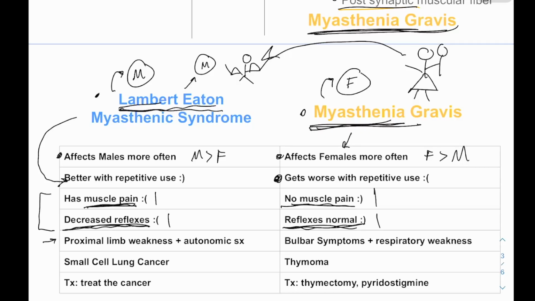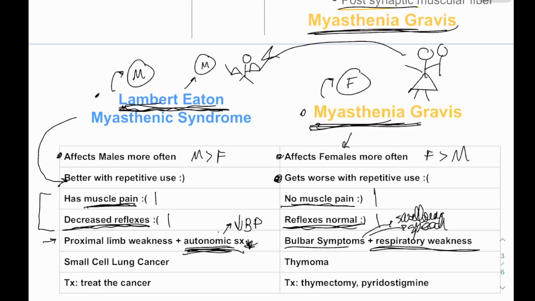The next thing is Lambert-Eaton characteristically presents with proximal limb weakness, so thigh and arm weakness, and you also have autonomic syndromes. So, autonomic symptoms such as decreased blood pressure. That is highly, highly tested. Autonomic symptoms, you remember that it's referring to Lambert-Eaton. Myasthenia gravis, however, presents with bulbar symptoms. So what is that? And that's difficulty swallowing, difficulty with speech, and what's highly tested is respiratory weakness.